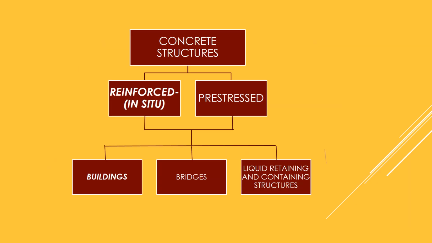Basically, when it comes to concrete structures, we can divide them into two parts. One is reinforced concrete structures, which are in situ, and the other is pre-stressed concrete structures, pre-tension or post-tension. For both these types, there are basically three main categories of structures: buildings, bridges, and liquid retaining and containing structures. Normally, we call them water retaining structures.